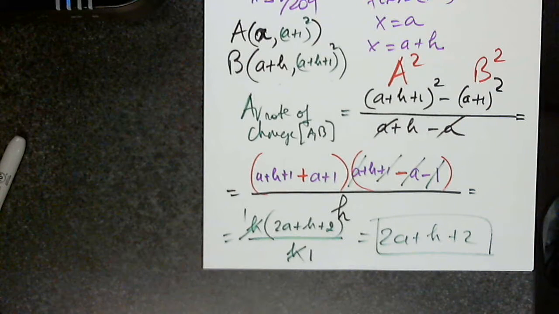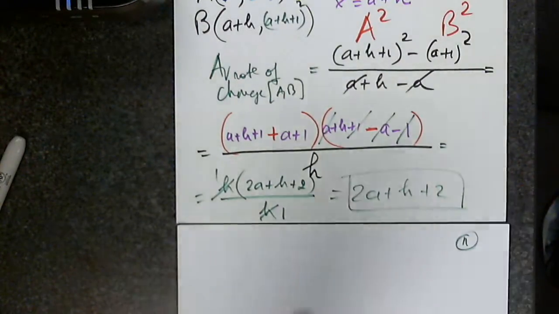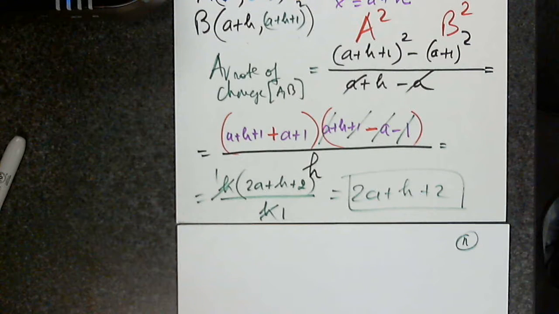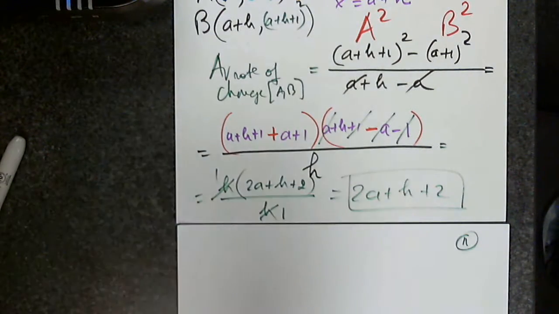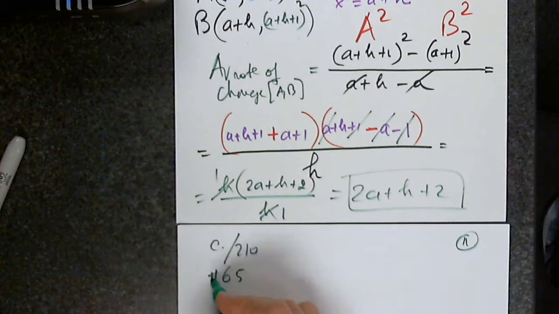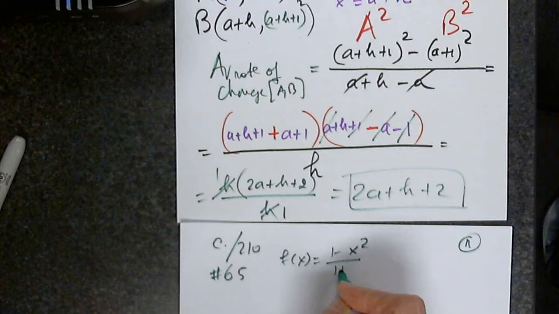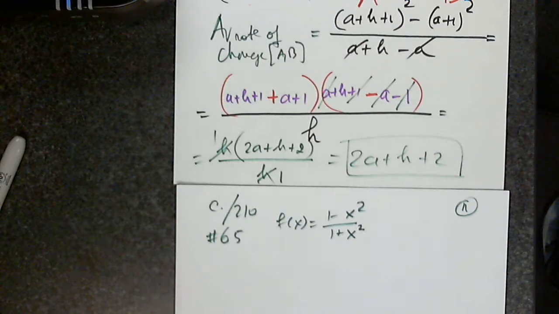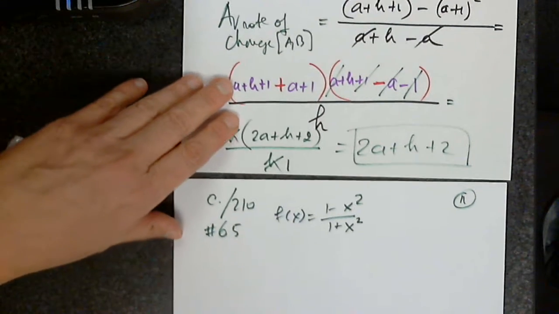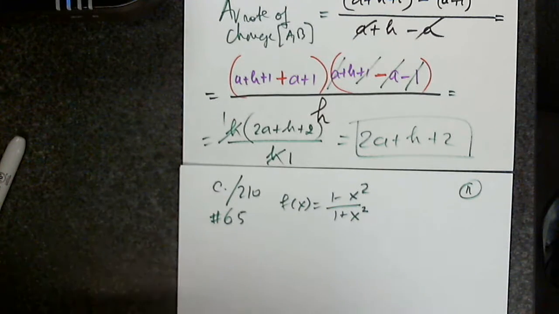Determine whether f is even, odd, or none of the above. So, important type of problem. So let's say part C on page 210, and the problem is 65. And we have f of x equals 1 minus x squared over 1 plus x squared. So in any event, what do I have to find? If it's odd or even or none of the above, I don't know. We'll see in a moment. But what do I have to find?